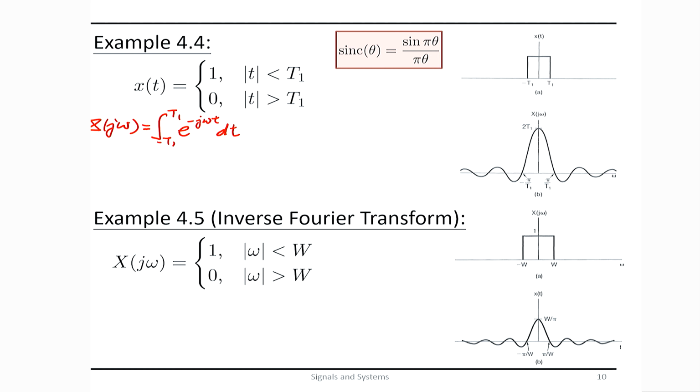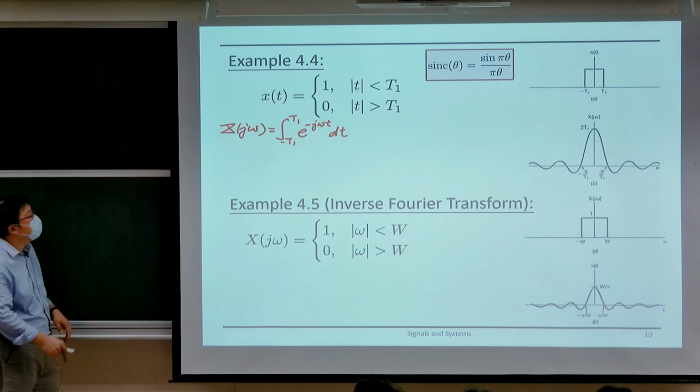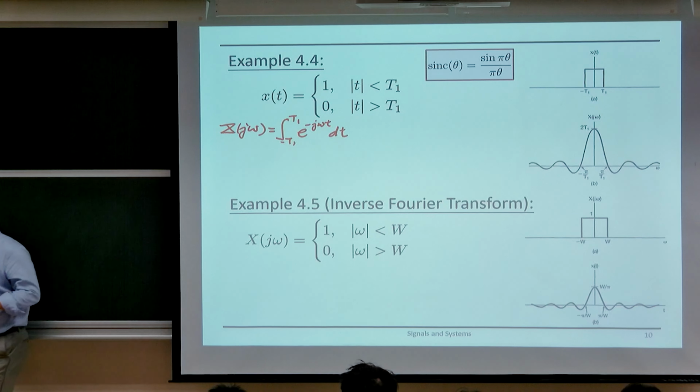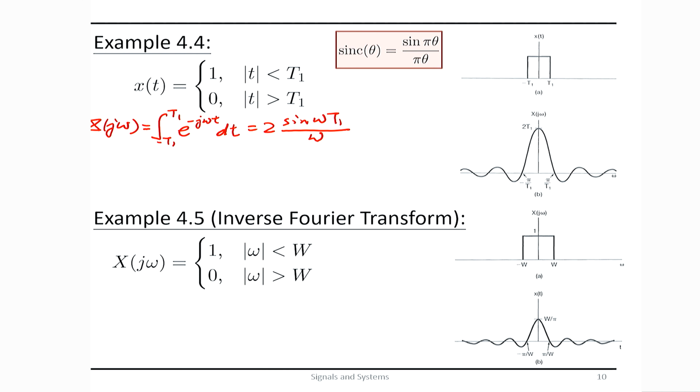All right, this integral we already computed before in a previous example, and you can show that this will give you something in the form of a sinc function. If you work out this integral, you will get 2 times sine of omega t1 over omega. Previously, when I introduced the sinc function, I defined it like this.